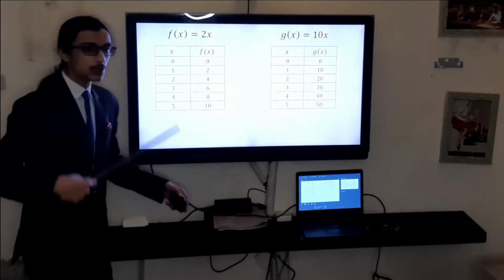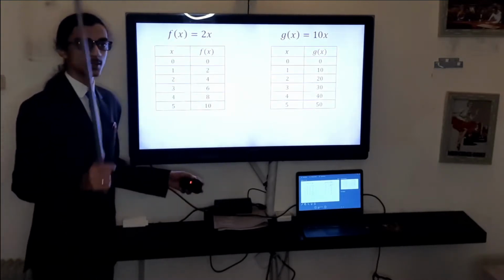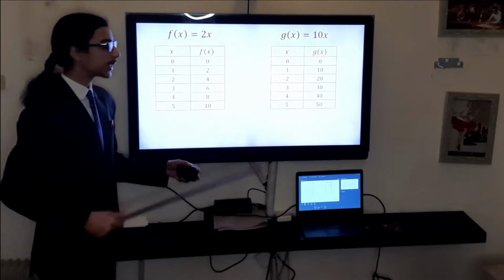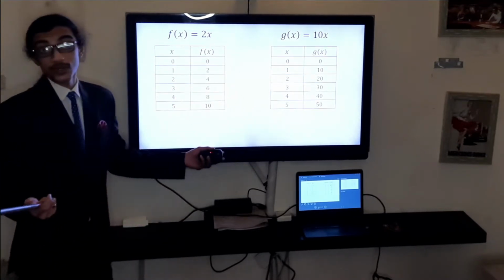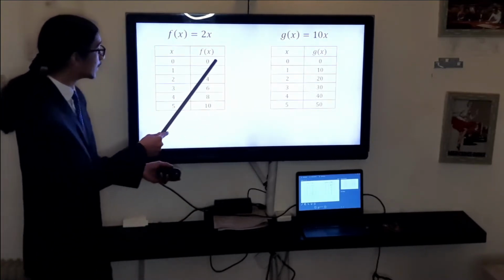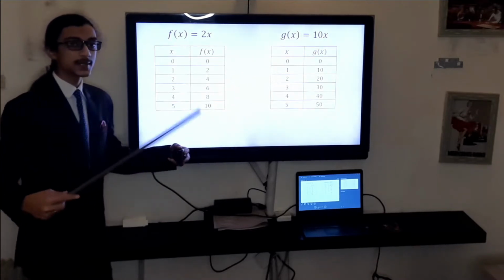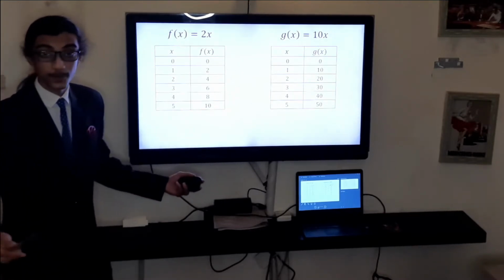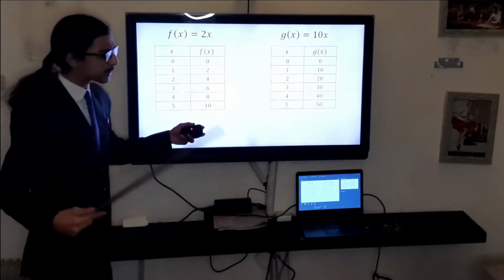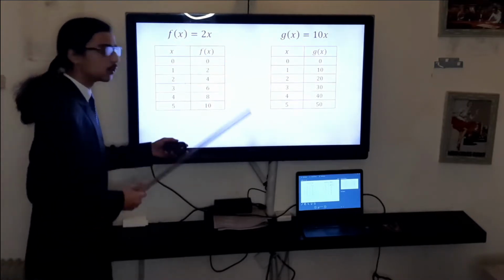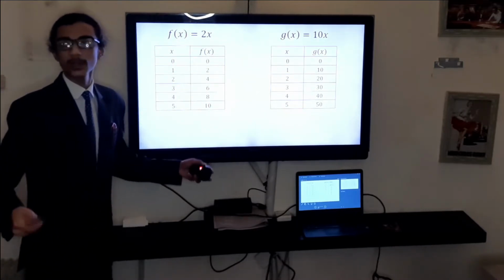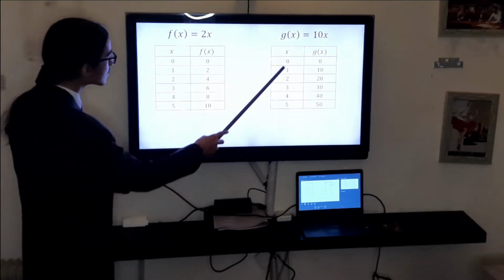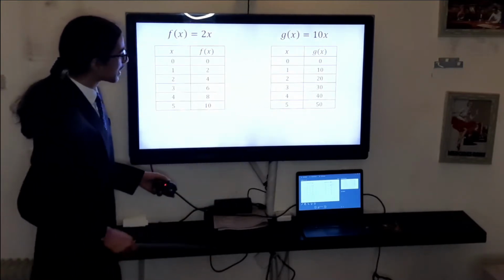So we go 0, 2, 4, 6, 8, 10. We're growing at a respectable pace. And the first thing you notice is that we're growing, right? We're getting bigger. We go from 0 to 10. Each value is getting successively bigger. So the function is growing. Second thing you notice, it's growing at a respectable pace. We're going pretty fast. We're going 0, 2, 4, 6. We're going respectably fast. Now let's turn our attention to g of x, right?